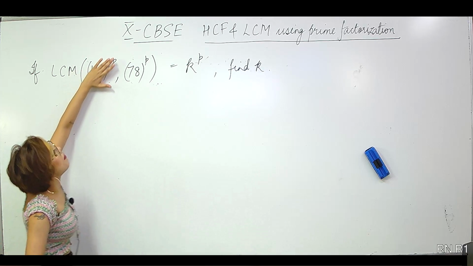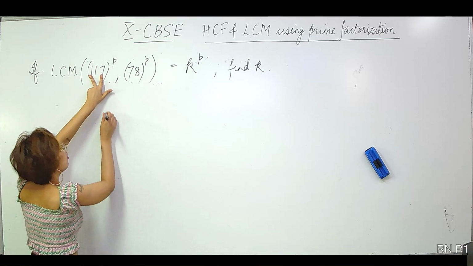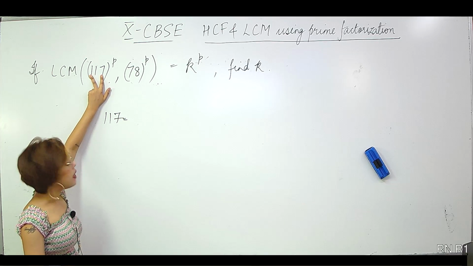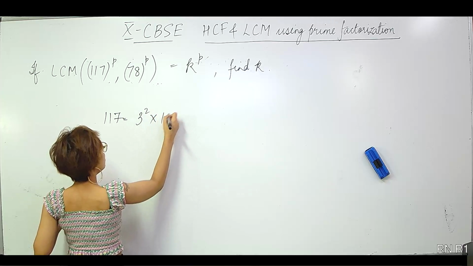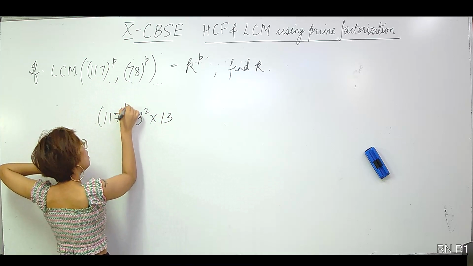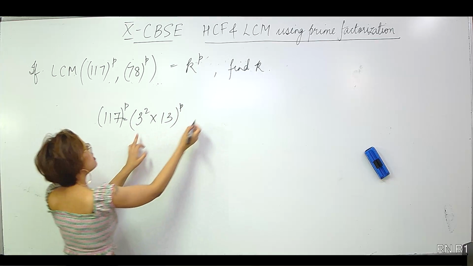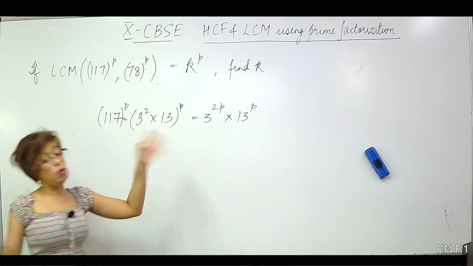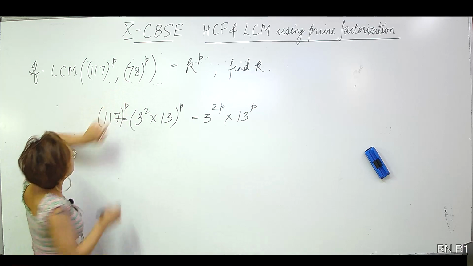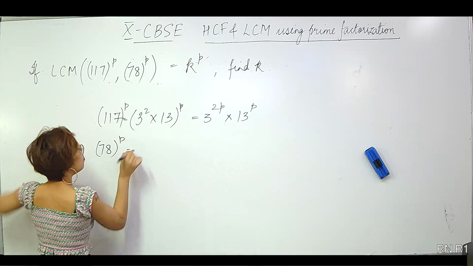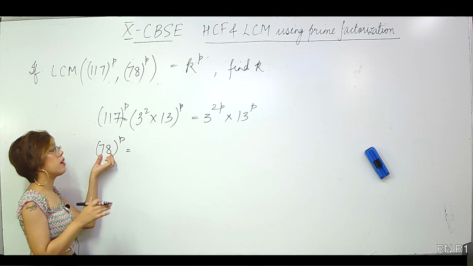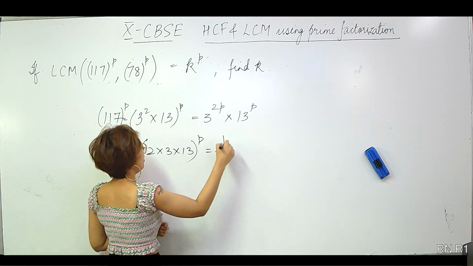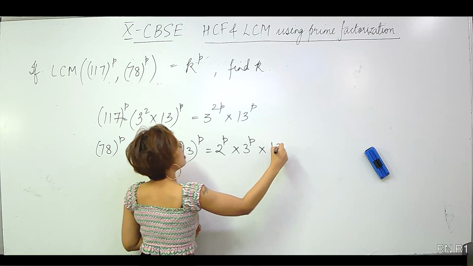Before talking about the prime factorization of this, I'll talk about the prime factorization of 117, which is what? 3 square into 13, right? Okay, so 3 square into 13. Now raised power p is there. Now this can be written as 3 raised power 2p into 13 raised power p. I'm sure you know the laws of exponents by now. And the second number is 78 raised power p. In fact, I can write the prime factorization of 78, which is 2 into 3 into 13 raised power p, which will give you 2 raised power p into 3 raised power p into 13 raised power p.